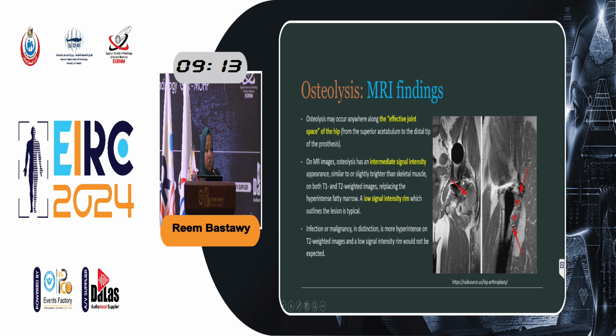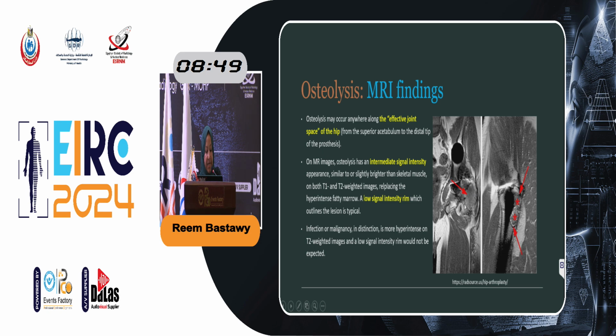By MRI, osteolysis can affect any area along the effective joint space from the acetabulum to the tip of the prosthesis. And osteolysis will present as intraosseous masses of intermediate signal intensity, meaning that they have signal intensities that are iso or slightly hyperintense to the adjacent skeletal muscles, replacing the normal fatty marrow.